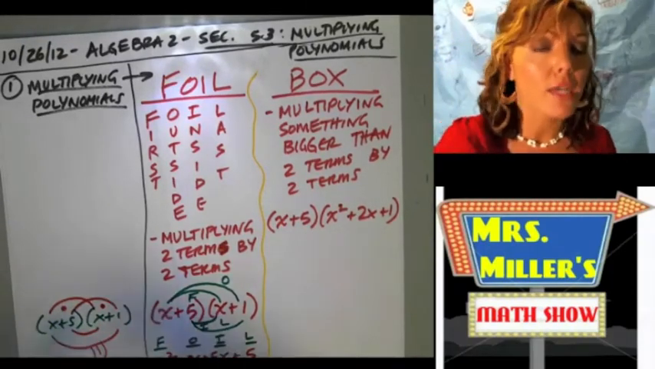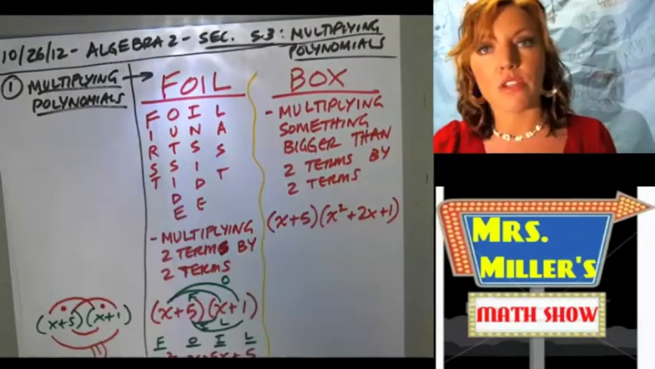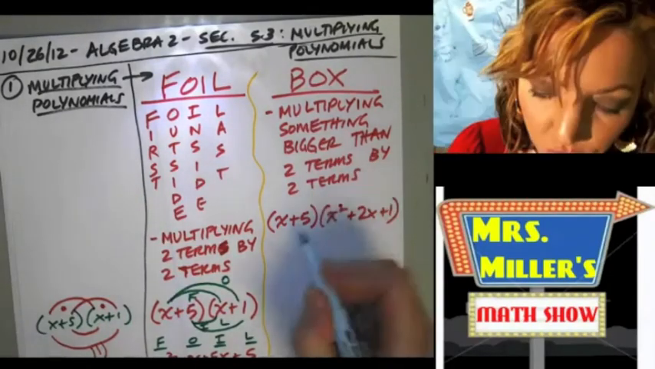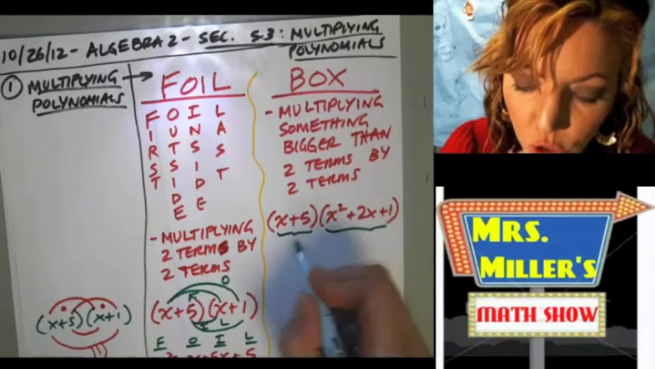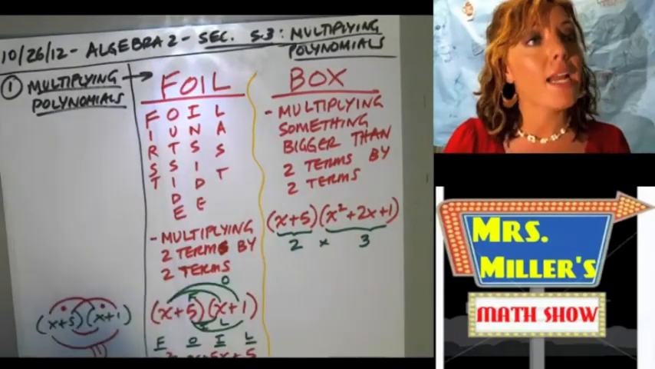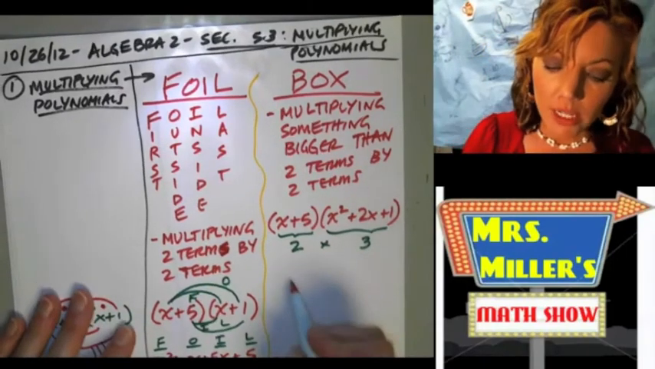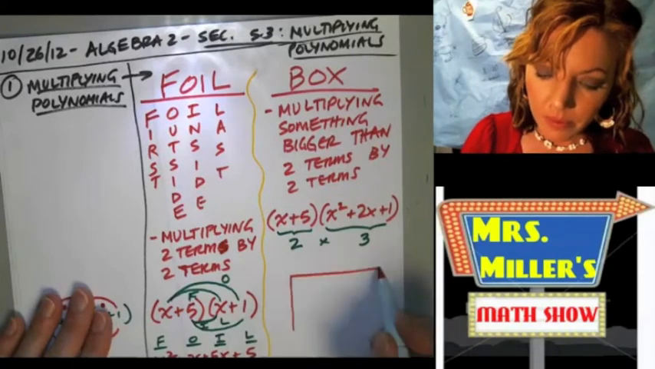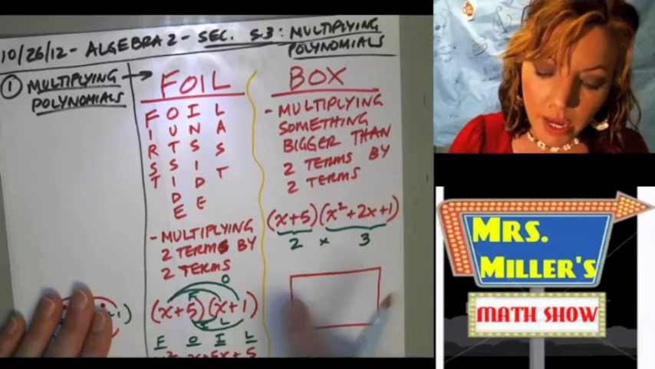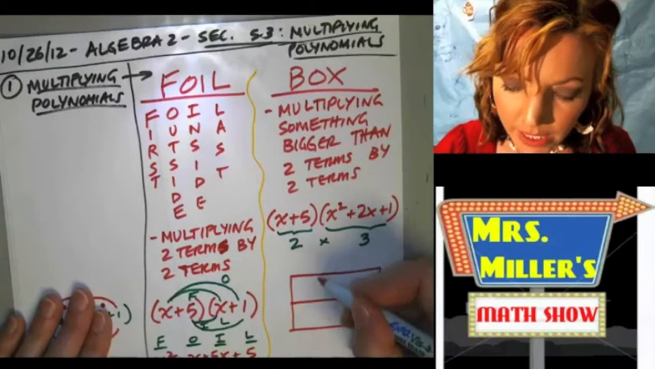This is where the box comes in really handy. You can still do FOIL and just basically draw a bunch of arches to go from one to the next. But 2 terms by 3 terms means we set up a 2 by 3 box. So we draw a giant box, and one side should be separated into 2, and the other one separated into 3.